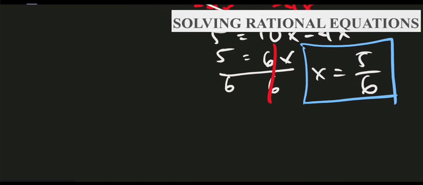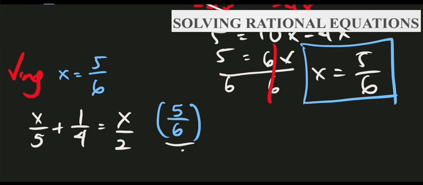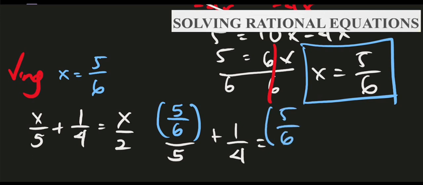Alright, so let's do some checking. For checking, we will use 5 over 6 as the value of our x. And let's rewrite again our original expression. Our problem here is x over 5 plus 1 over 4 is equals to x over 2. So let's substitute the value of x as 5 over 6. Therefore, it will give us 5 over 6 over 5 plus 1 over 4, and that is equals to another value of x, which is 5 over 6, over 2.